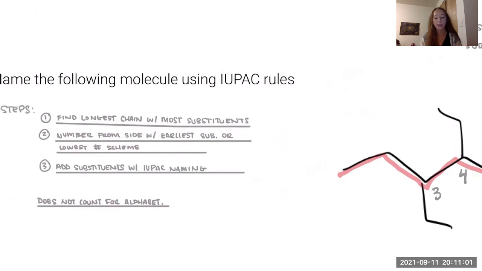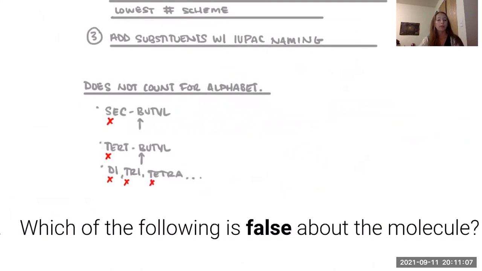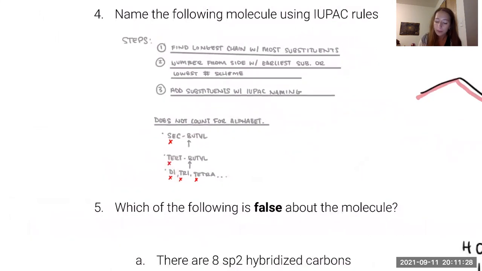Some details I want to emphasize. Some things don't count for alphabetizing. Those things are the S in sec-butyl, or the T in tert-butyl, or the D or just any of the di, tri, tetra, whatever. For example, like dimethyl, the M would count, not the D. In isopropyl, though, isopropyl is just one word. The I counts. Okay.